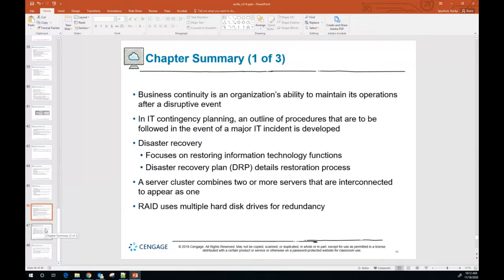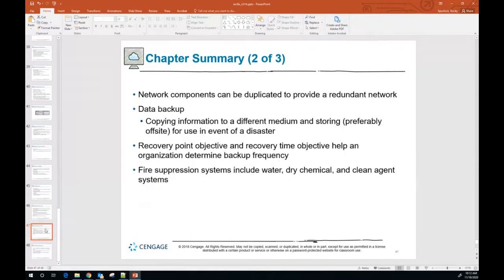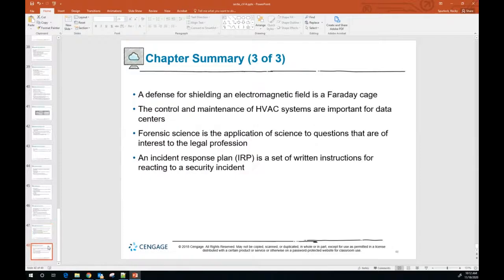We can use multiple redundancies through server clusters, RAIDs, network components, and data backup. Use recovery point objectives and recovery time objectives. That helps an organization determine the backup frequency. We have different ways we can help with disasters, such as a fire suppression system, which may include water, dry chemical, or clean agent systems. We need a defense for shielding electromagnetic fields. We make sure that our HVAC systems are maintained.